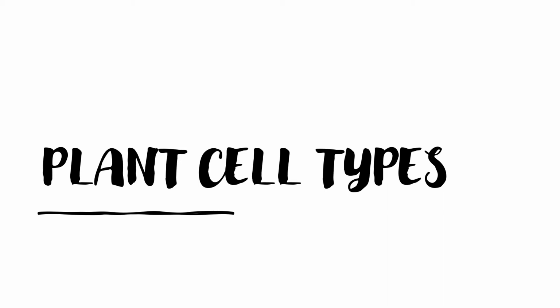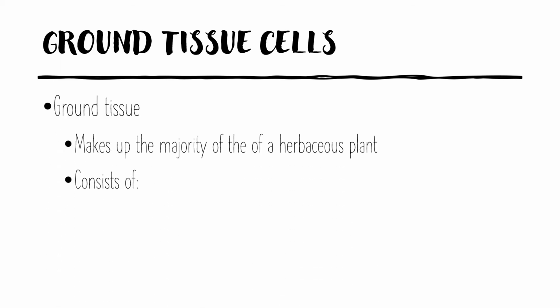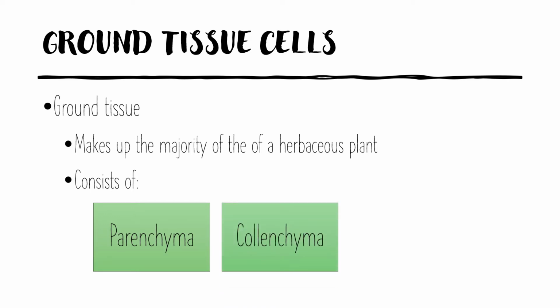Now, plants consist of several cell types, and this section will be tackling the most common ones, which are, first, ground tissue cells. Now, ground tissue cells make up the ground tissue. Now, the ground tissue makes up the majority of the body of a herbaceous plant. It also consists of three main cell types, which are the parenchyma, the collenchyma, and we also have the sclerenchyma.